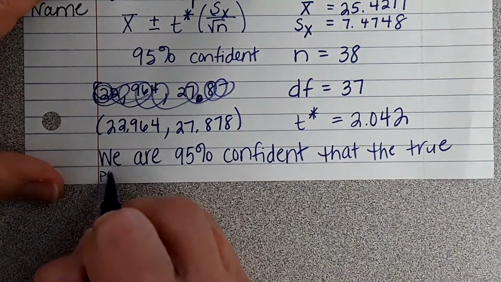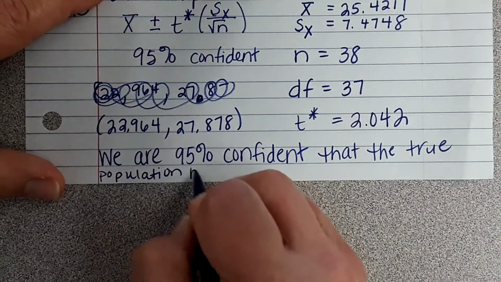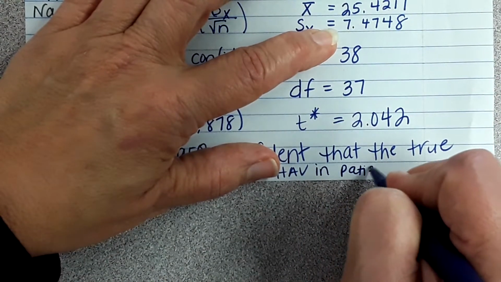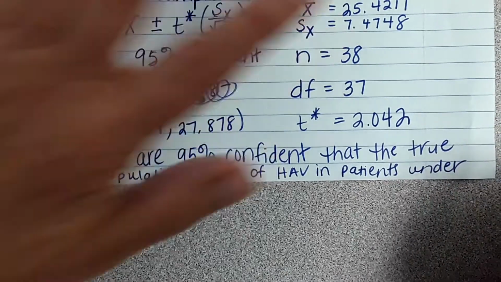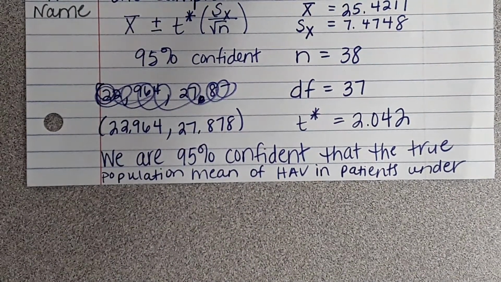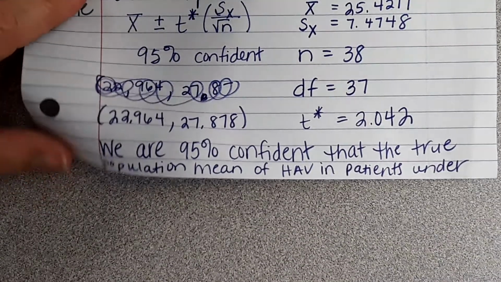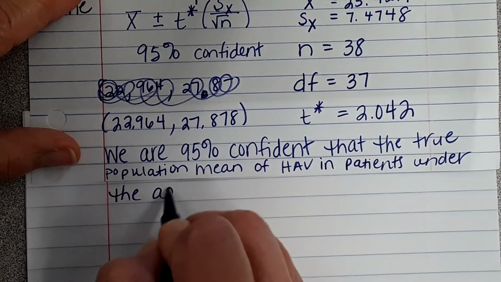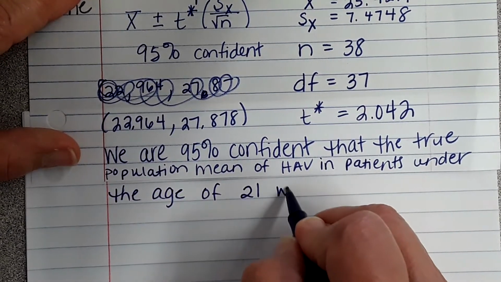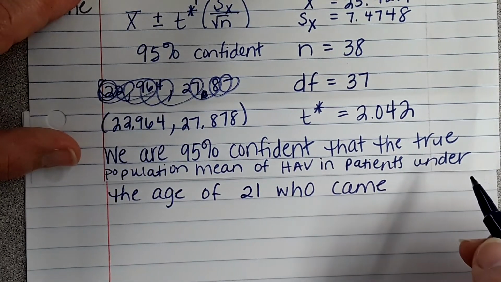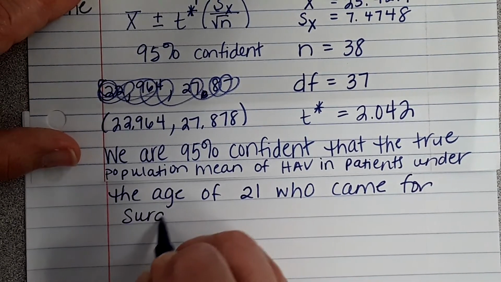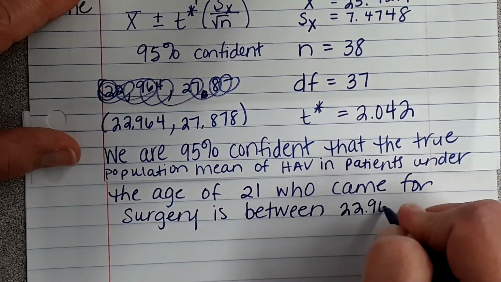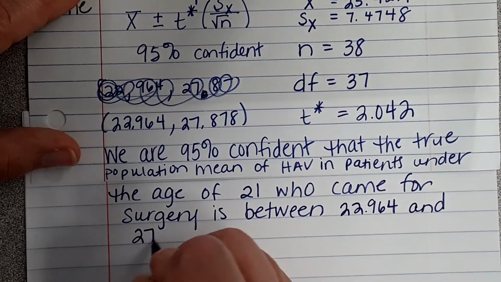That the true population mean of HIV in patients under the age of 21 who came for surgery is between 22.964 and 27.878.